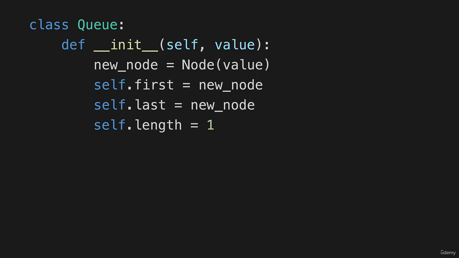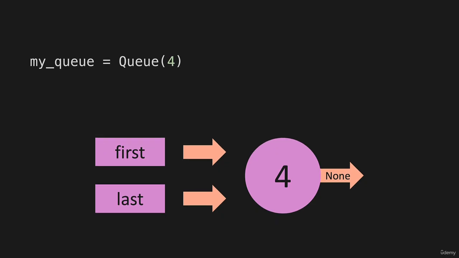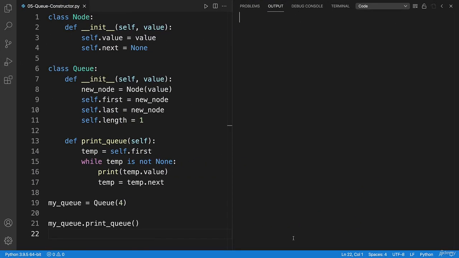In order to create a new queue, we would do something like this. myQueue equals new Queue. We pass it the number 4. When we do this, it creates all of this. It not only creates the node, it creates first and last and a length of 1. So now let's go look at our constructors for the node and for creating a new queue in VS Code.